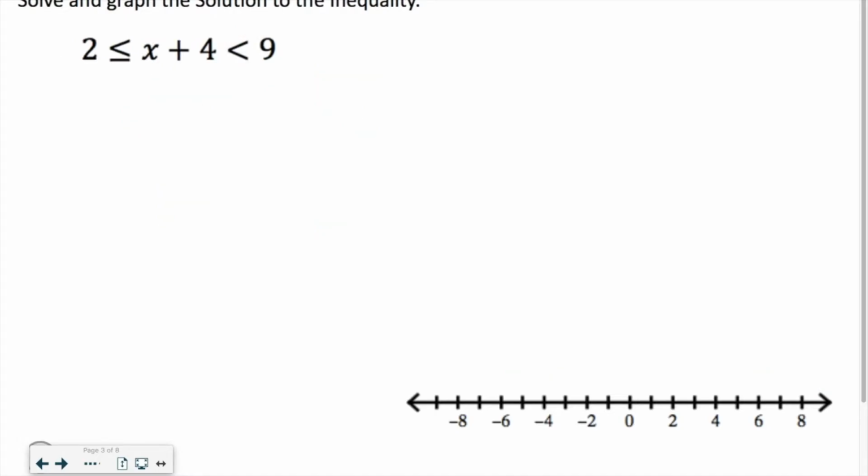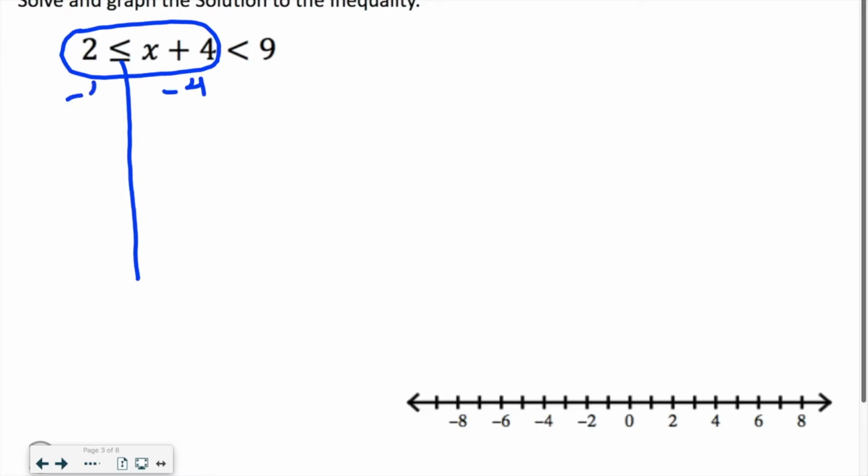Next one, we've got a compound inequality, so they're kind of joined in between. So what you're going to do is pretend like this is the first problem that you're doing. So you're essentially just doing the left-hand side. So when you draw your line down, you're going to subtract 4, and you get -2 is less than or equal to x. Then you're going to do the right-hand side, which is just this side.